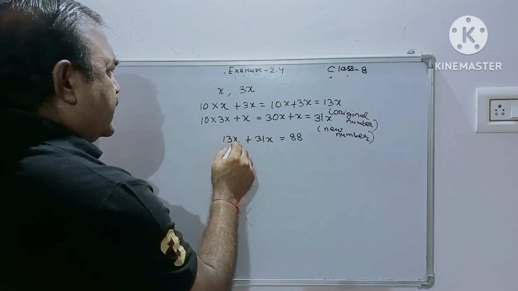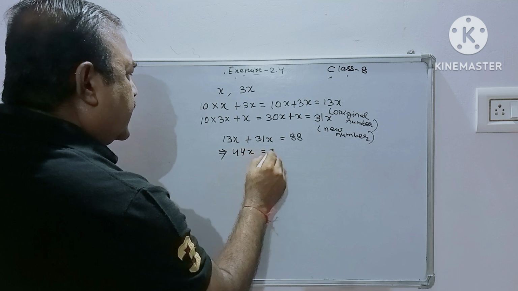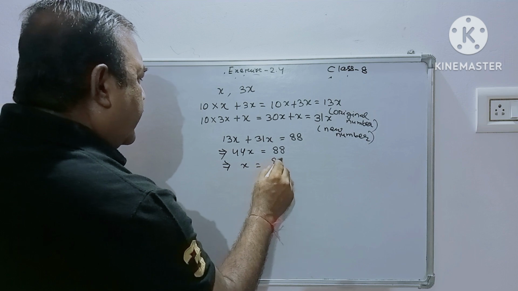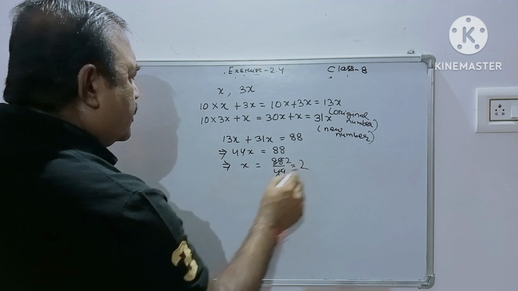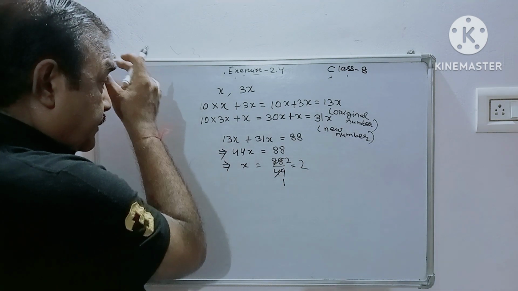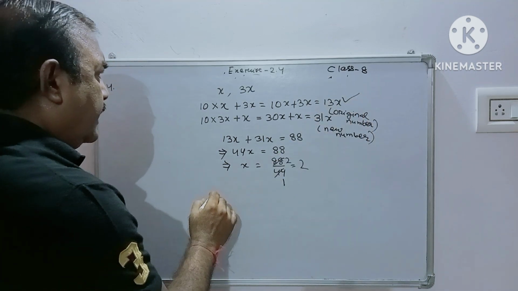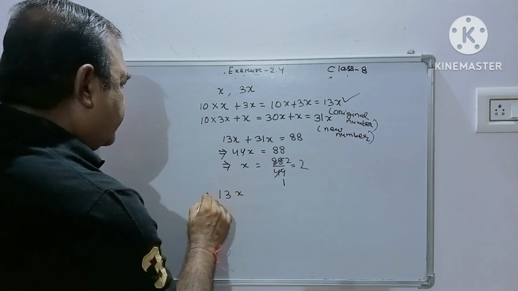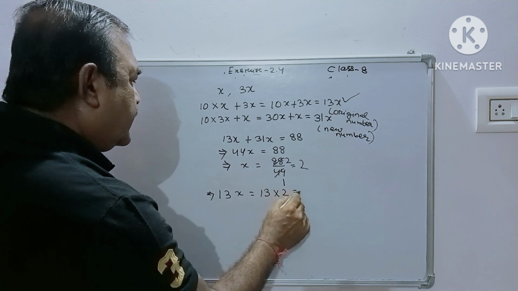So you see 13x plus 31x, that is 44x, that is equal to 88. That implies x is equal to 88 upon 44. X is equal to 2. So what is the original number here? I have already taken 13x. So that implies 13x is equal to 13 into 2, that is equal to 26.